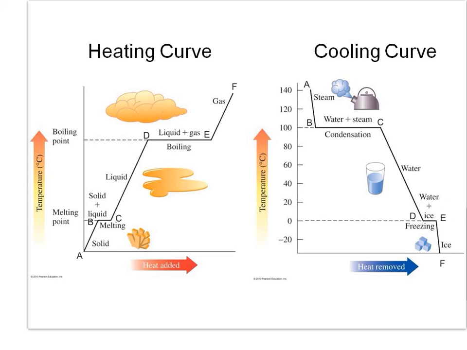At point E, the substance has converted completely to a solid at its melting point. Once all the substance is frozen, the removal of more heat decreases the temperature of the solid below its freezing point, as shown by the diagonal line EF.